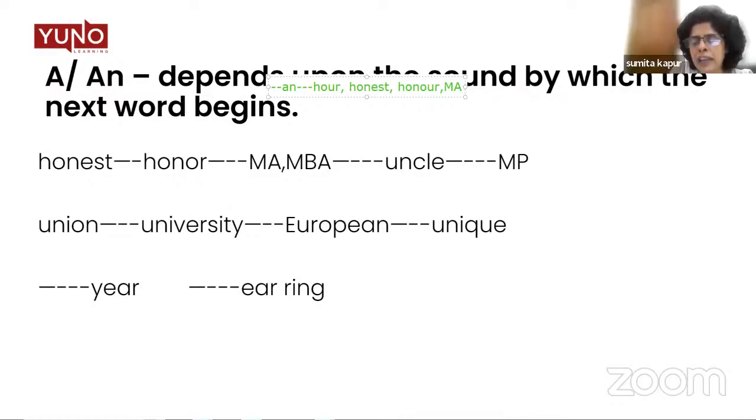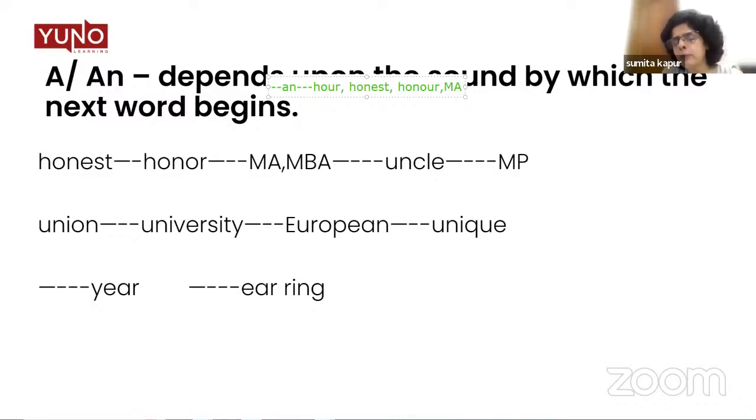I am an MA. When you say MA, what is the first sound we get? The first sound we get is A. We say MA, right? So the first sound that we get is a vowel sound. Therefore we say I am an MA. This might be news to some of you, but it is always an MA.